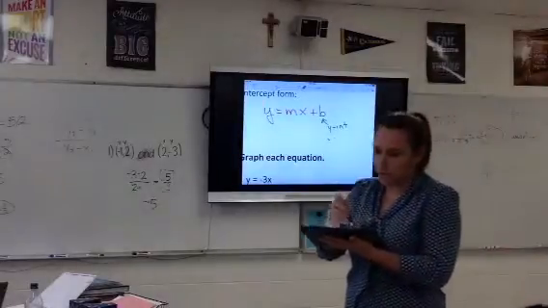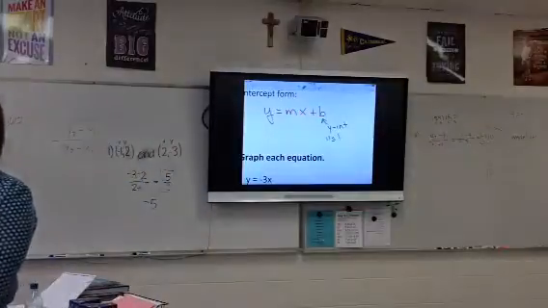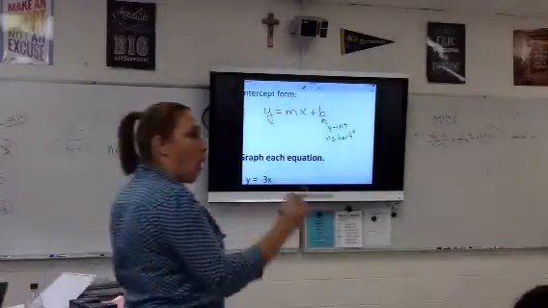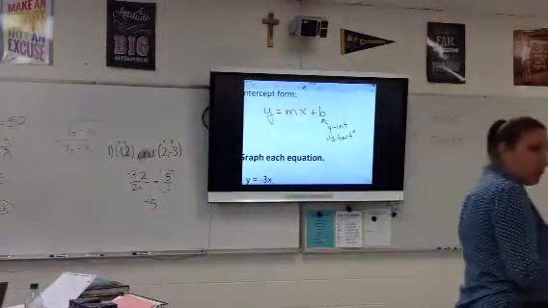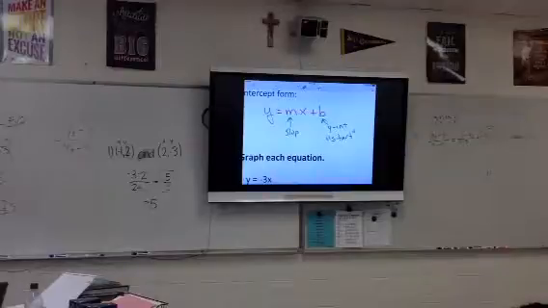Let's try this again. So this is what we call the start. This is where we're always going to be starting, on the y-axis, because it's a y-intercept. Okay, what do you think m means? Slope. Good, slope. So those are the two main things you need to know: slope and your starting position.